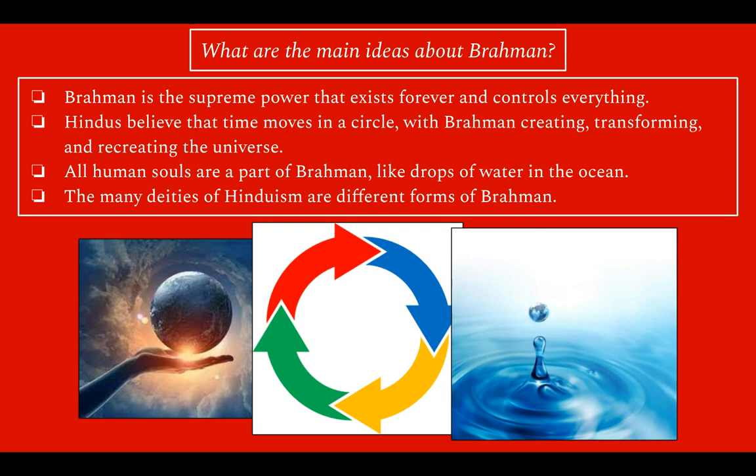All human souls are a part of Brahman. So each person has a soul, and it's a part of Brahman. It's like drops of water in the ocean. And the many deities of Hinduism are different forms of Brahman. So all the different gods that are worshipped are actually just Brahman taking different forms, and they represent different aspects of Brahman.